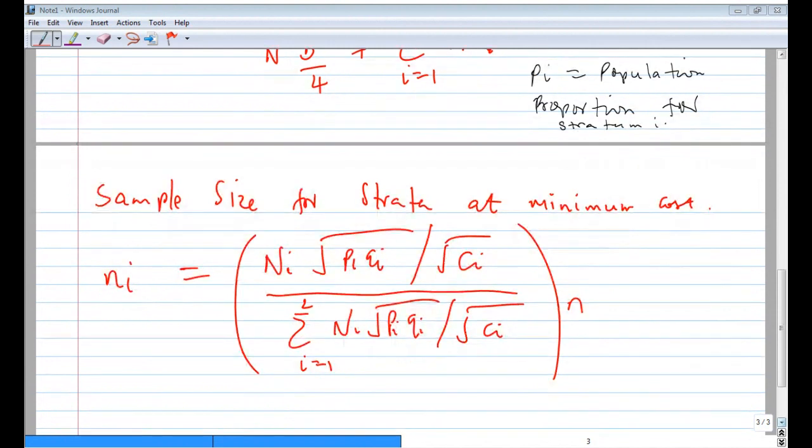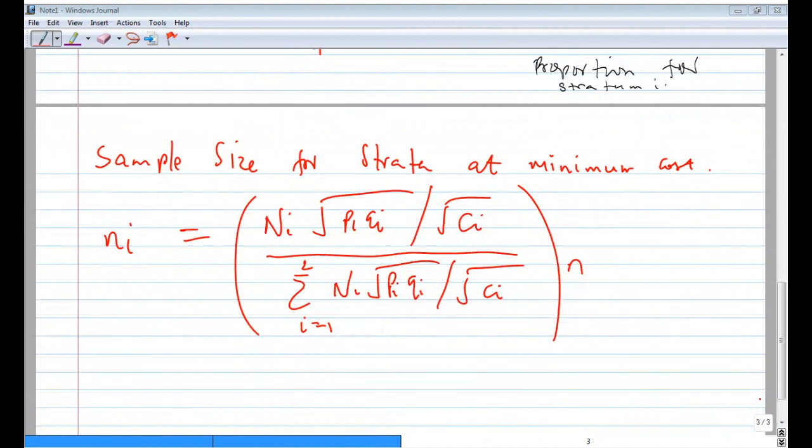So, like I said, if you still recall, Ni can also be equal to N times Ai. Still remember? Yes, sir. Okay, so that's it.